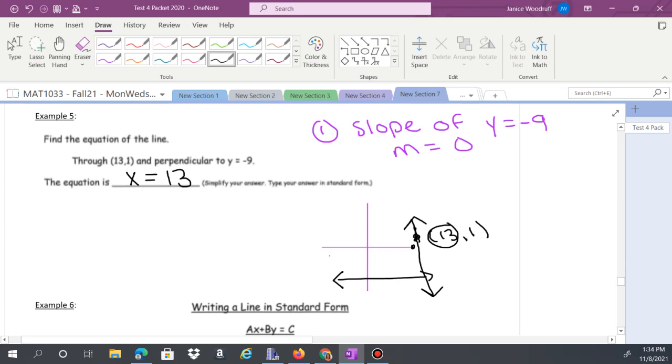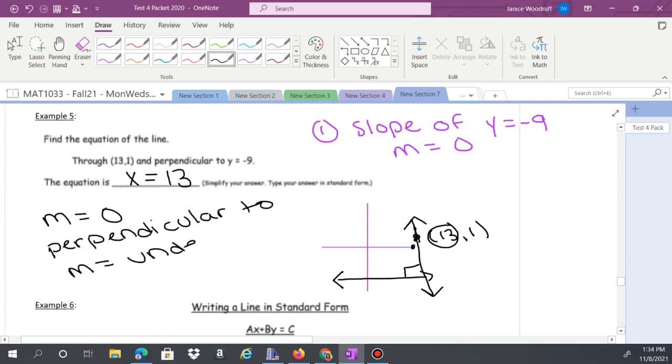Okay, so perpendicular lines, if you have a slope of 0, the other slope is undefined. So y equals a number is perpendicular to x equals a number.